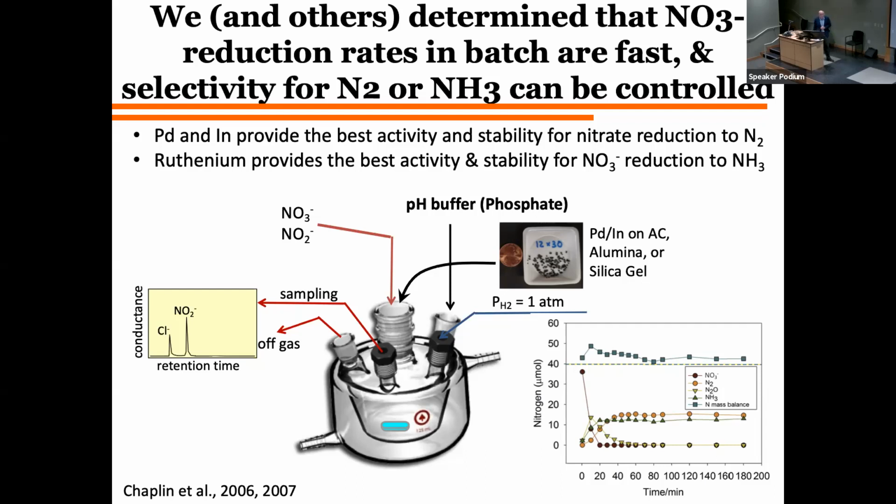When we did these experiments, we looked at different types of catalysts. We loaded palladium and indium on alumina, on silica gel, on activated carbon. We looked at exotic supports like carbon nanotubes and carbon nanofibers and other things. In some cases we got higher activity and learned more about the mechanisms, but it still wasn't a practical scale-up system.